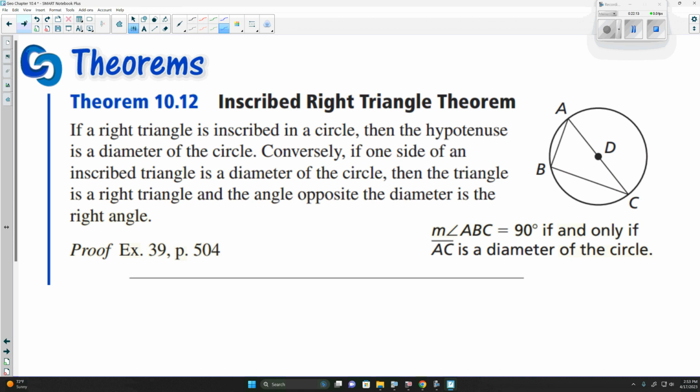An inscribed right triangle theorem. If a right triangle is inscribed in a circle, then the hypotenuse is the diameter of the circle. Conversely, if one side of an inscribed triangle is the diameter of the circle, then the triangle is a right triangle, and the angle opposite the diameter is the right angle. Okay? I mean, we can say that, and that's all fine and good.